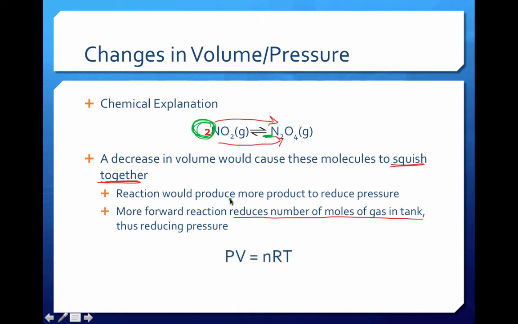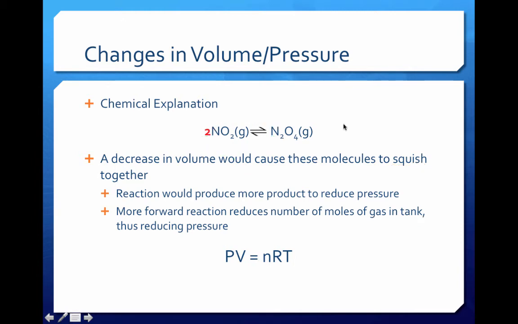And if we think back to our equation, PV equals nRT, if the reaction can reduce the number of moles of gas in the tank, that's going to reduce the pressure in the tank, and it's ultimately going to get us back to that condition where we have our molecules spaced out more regularly. So we increased the pressure, the reaction shifted in a way to reduce the number of moles, and that reduced the pressure back down again and got us back to close to, anyway, our original conditions.